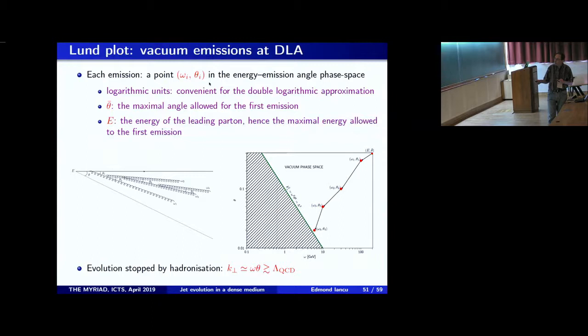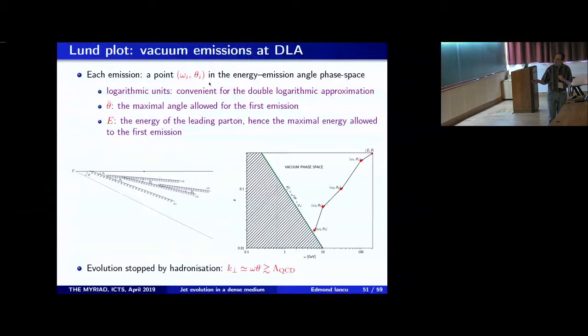So when the transverse momentum of the produced particle becomes comparable with lambda QCD, then I cannot speak about partonic branching anymore. I have to introduce a model of hadronization, and for our purpose, we shall just stop the cascade there. So the hadronization line in this omega-theta plane is a line of fixed transverse momentum k_perp, which means fixed omega theta equal to lambda QCD. So that's the phase space allowed to vacuum radiation in the double logarithmic approximation. This phase space is forbidden because of confinement.